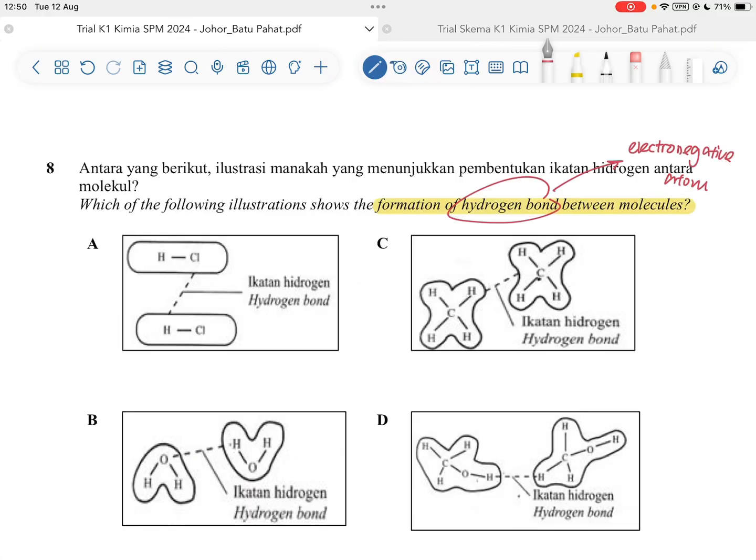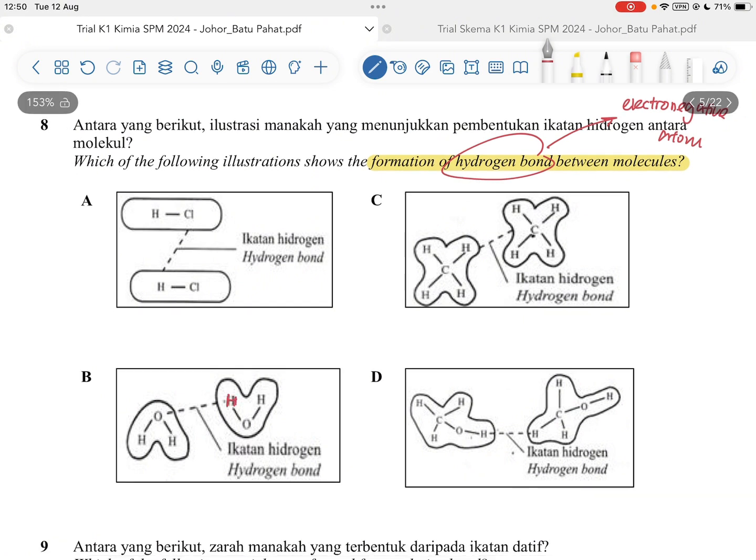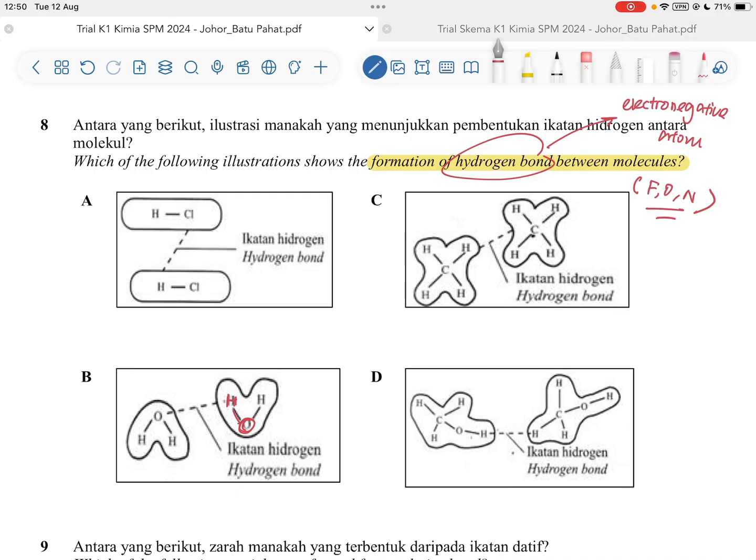Find what is the formation of the hydrogen bond. Firstly, the first condition is that the hydrogen atom must be bonded to a very electronegative atom. In this case, you need to remember that fluorine, oxygen and nitrogen are the very electronegative atoms in the periodic table. And then this hydrogen atom also needs to be attracted to another electronegative atom that has a lone pair. So for information, these two dots represent the lone pair of electrons.